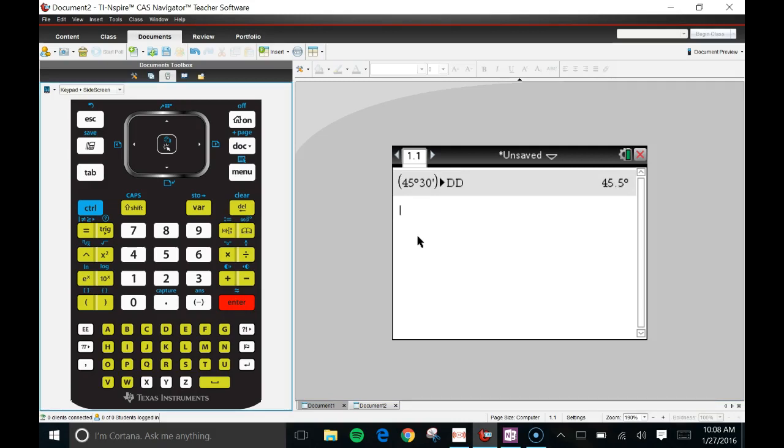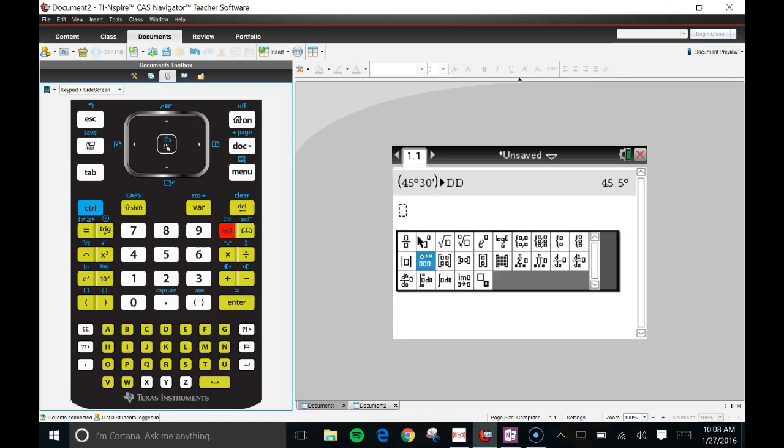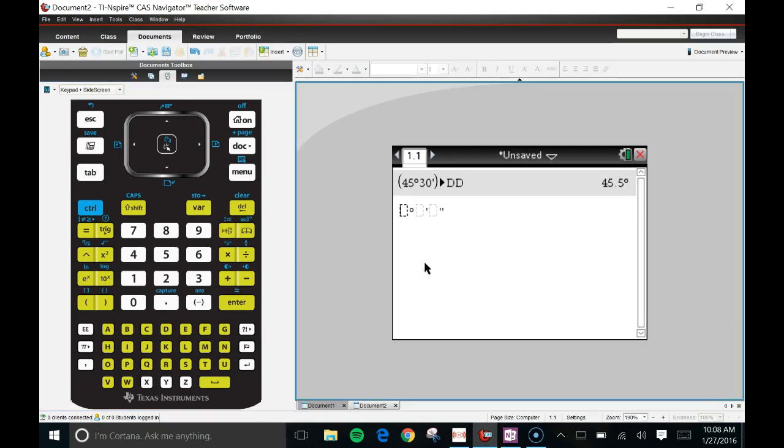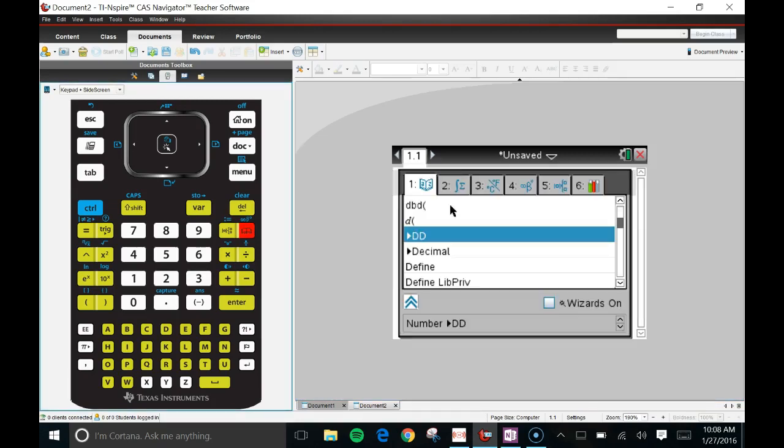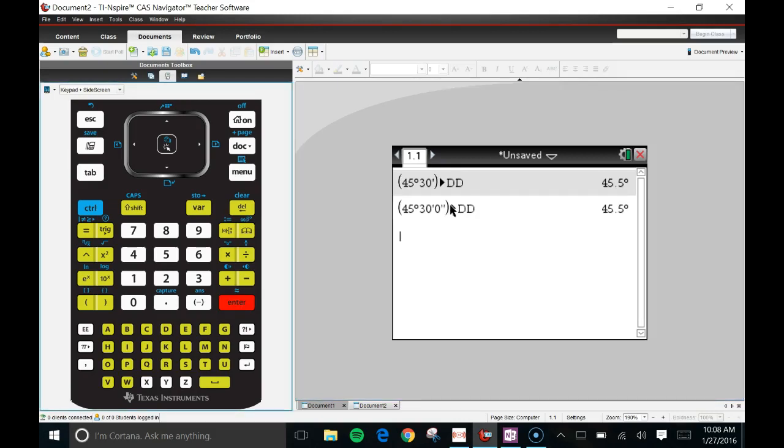Now another option is right next to the catalog. There's this funky button with all these symbols on it. If you look at the one highlighted, it's formatted for degrees, minutes, seconds. So we could put in 45 degrees, 30 minutes, and the key here is you have to put in the 0 seconds. Click out of that, again go to catalog and hit decimal degree conversion, and you'll get the same answer.